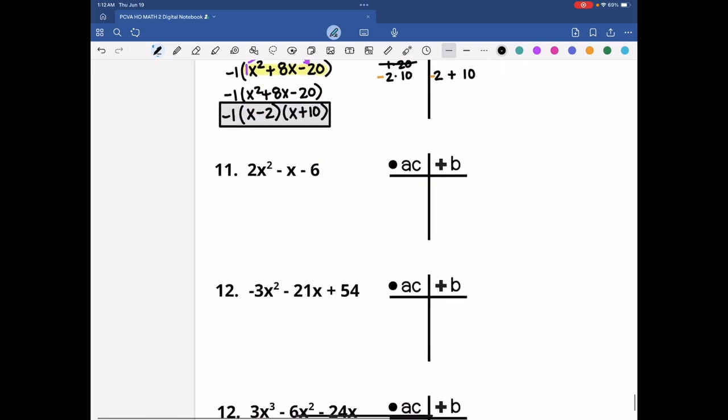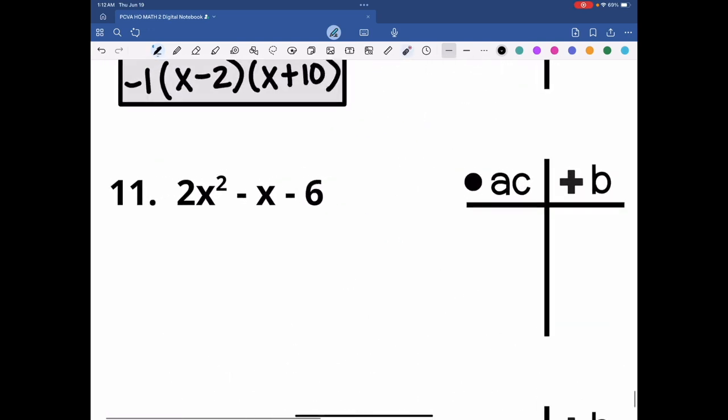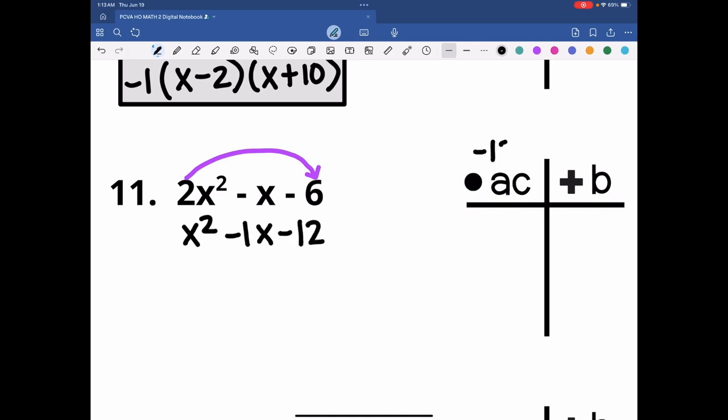All right, so then we have number 11. Number 11, I'm checking. I have a 2, a negative 1, because that's technically a negative 1, and negative 6. So no GCF here. So we're going to start with the 2, and we're going to slide that over and multiply it in. So this is going to be x squared, minus 1x, and then minus 12. So I need two numbers that multiply to give me negative 12, but those same two numbers add to give me 1. So 1 and 12, that can't work, so that's out.